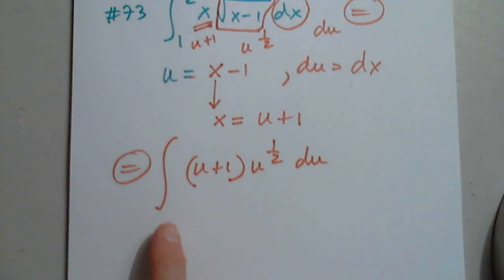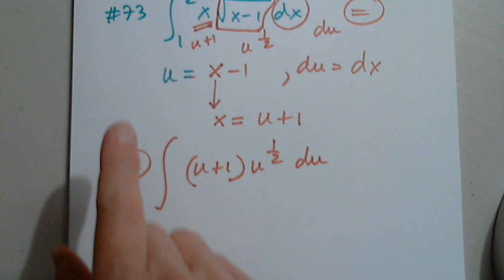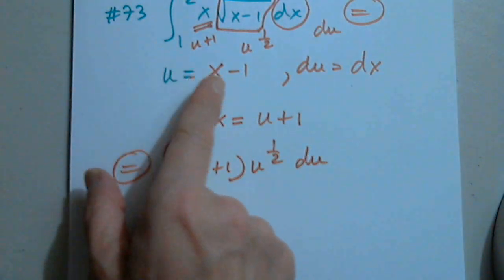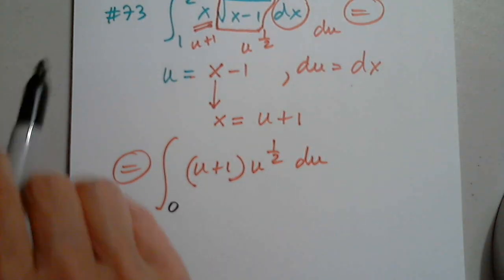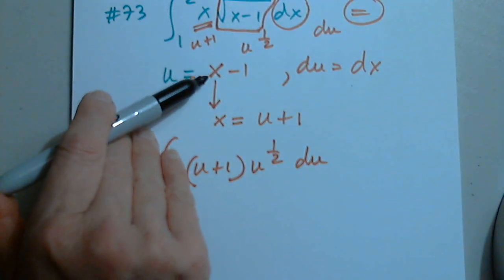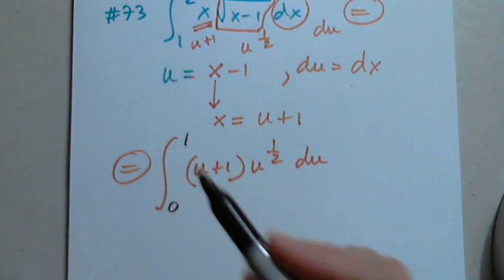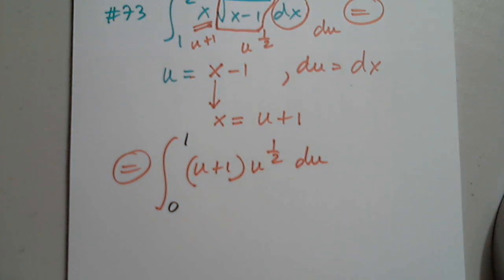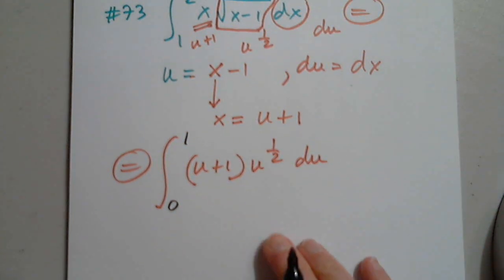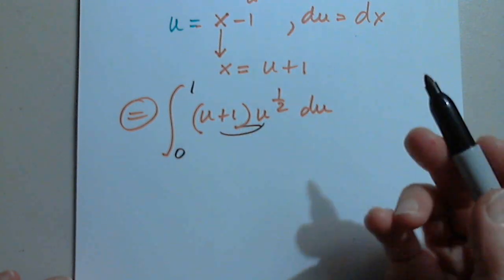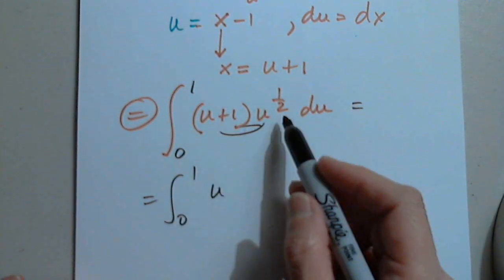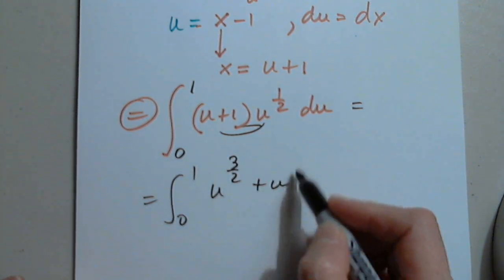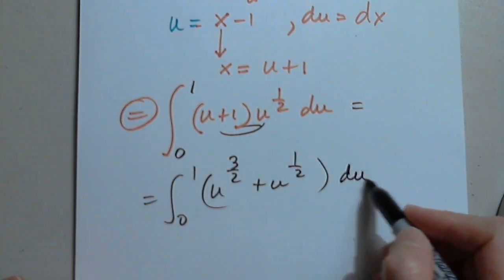What am I missing? You don't have the numbers. The limits of integration. When x is 1, how much is u? 0. When x is 2, how much is u? 1. Yes. Please remember, do not copy the limits of integration. That would be terrible. And of course, in this case, I have to distribute. I have no choice. The integral from 0 to 1, u to 3/2 plus u to 1/2 du.